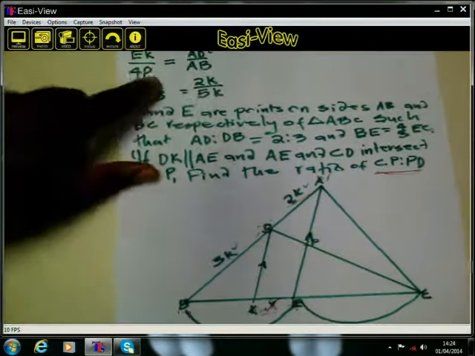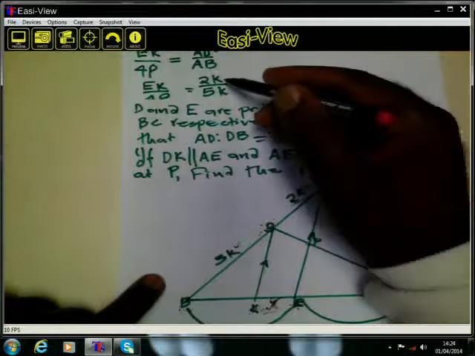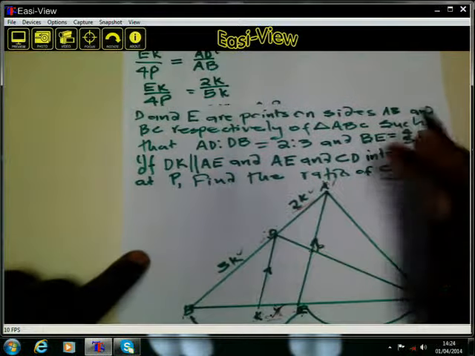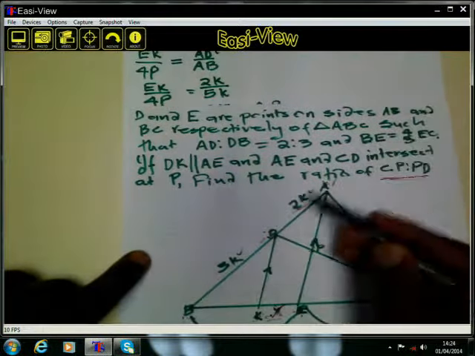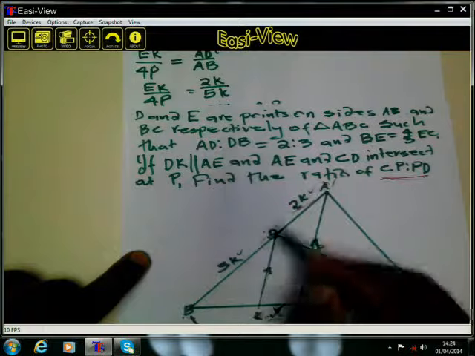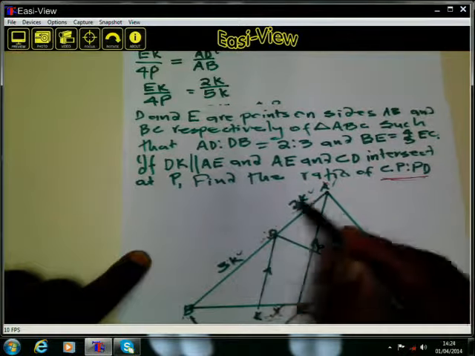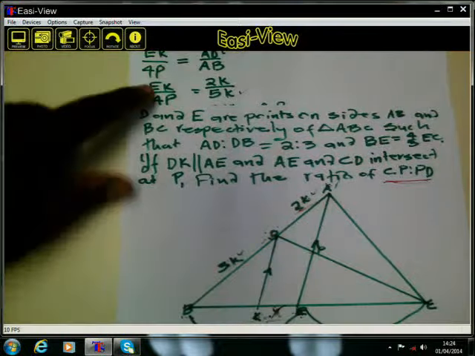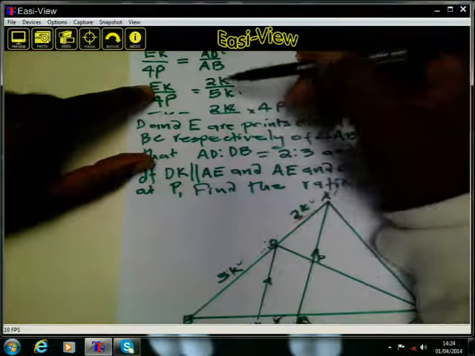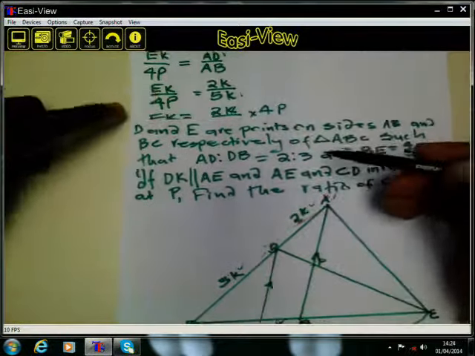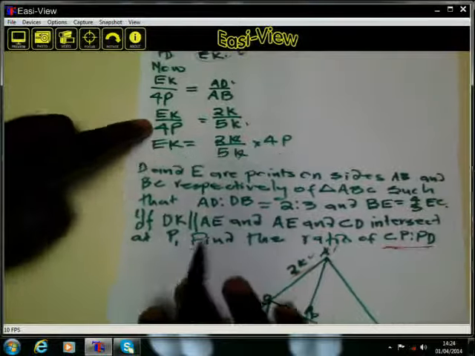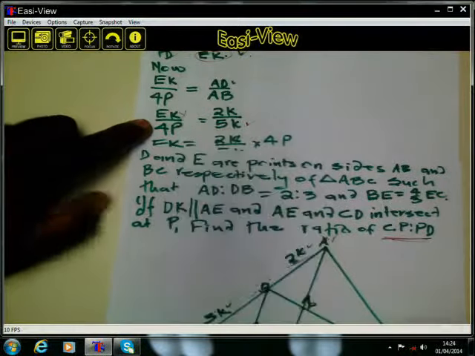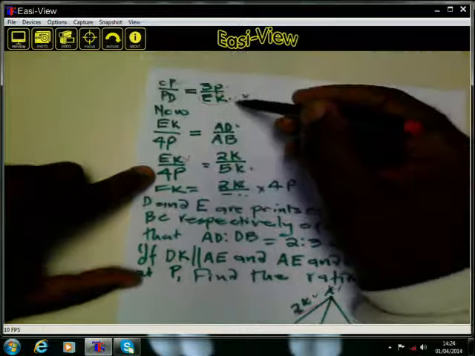That's why we are going to represent this in terms of 2K over AB. AB will be 5K. Remember, it's just an addition of 2 plus 3, which must give you 5K. Now, at least when we are here, we are able to move, because this will enable us to determine the EK that we could not solve with the first. Here we could not get it.